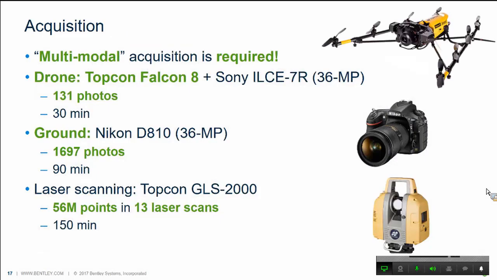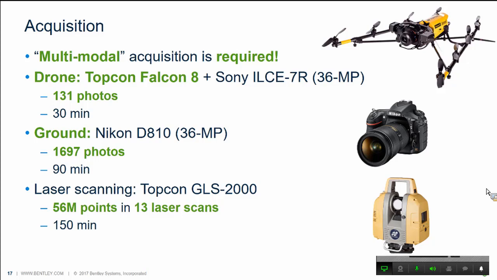The acquisition was done with multiple devices. First, we used a drone, which was a Topcon Falcon 8, with a Sony ILCE-7R, which is a full-frame camera. And 131 photos were taken from the sky in about 30 minutes. From the ground, we used a Nikon D810, which is also a full-frame. And we took more than 1,500 photos from the ground. And it took about an hour and a half.